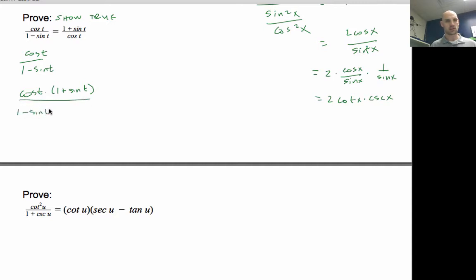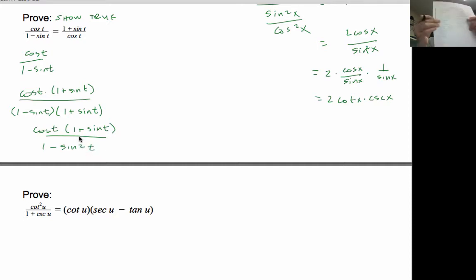1 minus sine t, and then 1 plus sine t. Check it out. This is difference of squares on the bottom. So check this out. I've got cosine t, 1 plus sine t. On the bottom, I've got 1 minus sine squared t. Again, recognition, Pythagorean identities.